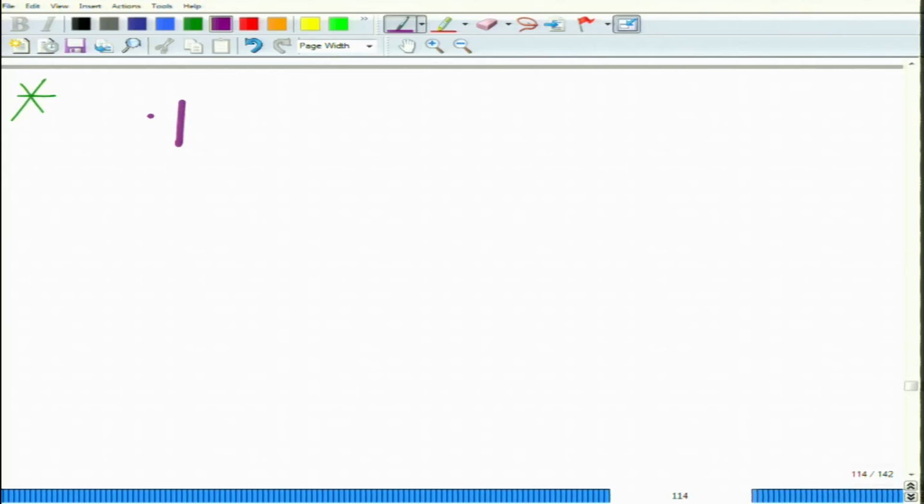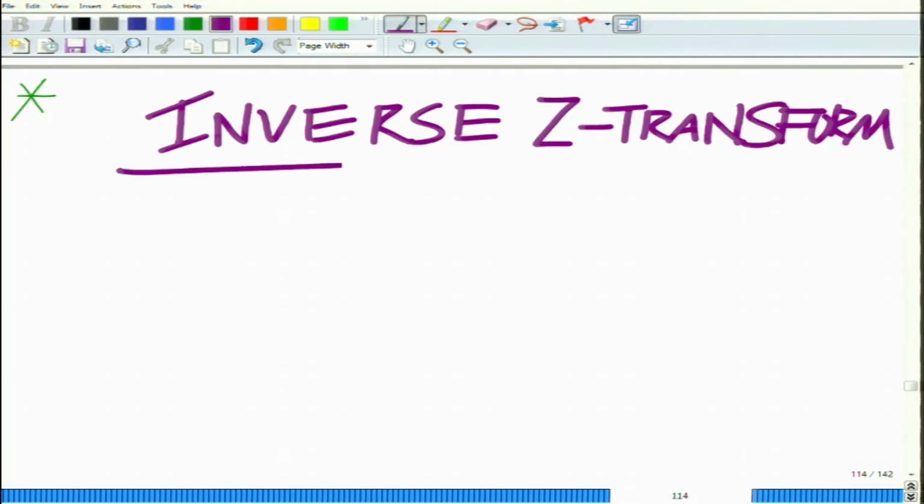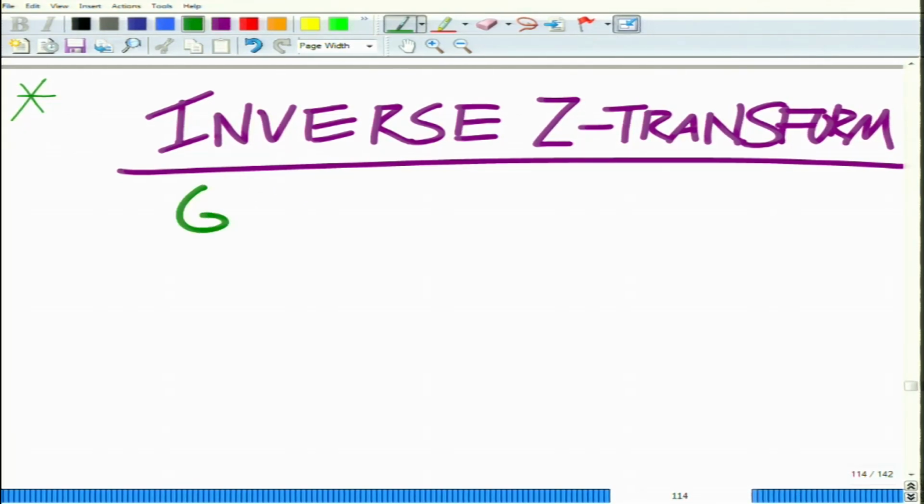So, we are looking at the Z transform. Let us continue our discussion on the Z transform and look at another technique to compute the inverse transform. This is known as the general inversion method. So, this is the inverse Z transform. What we want to look at is a technique to compute the inverse Z transform through what is known as the general inversion technique.